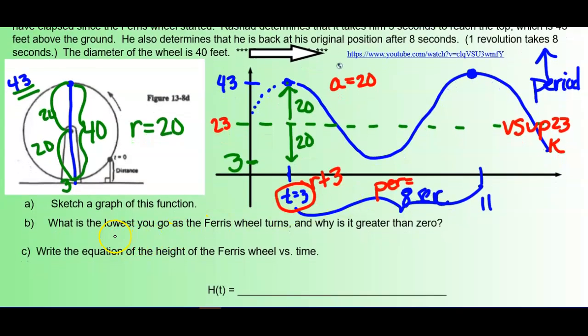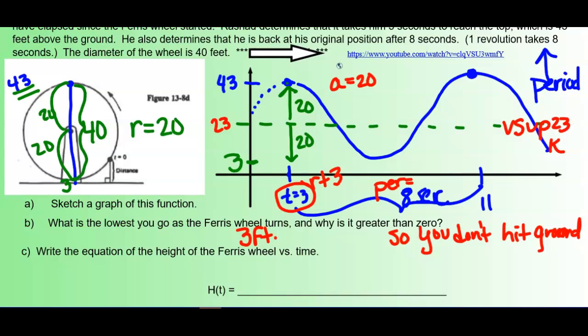All right, so sketch. What is the lowest you go and why is it greater than 0? Lowest you go is 3 feet above the ground, so you don't lose a leg. That's right, don't hit the ground. Okay, pretend that says hit the ground. All right, what is the equation?